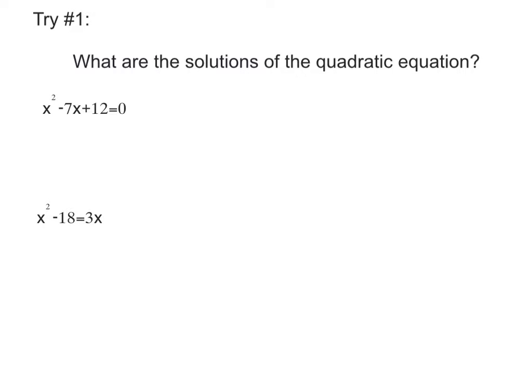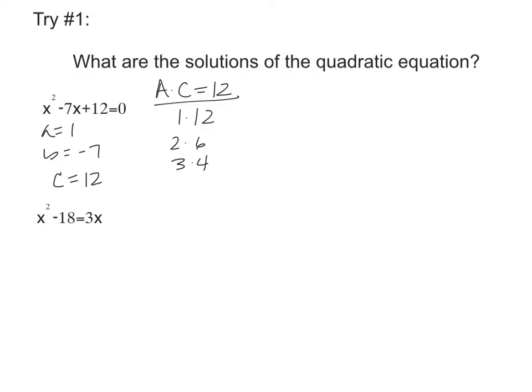So we're going to do this again with try 1. Let's determine our A, B, and C. Again, A is 1, B is -7, and C is 12. A times C would give us 12, and the factors of 12 are 1 and 12, 2 and 6, and 3 and 4. The ones that will in some way give us -7x are -3x and -4x. So we need to rewrite. So we will have x squared minus 3x minus 4x plus 12 equal to 0.